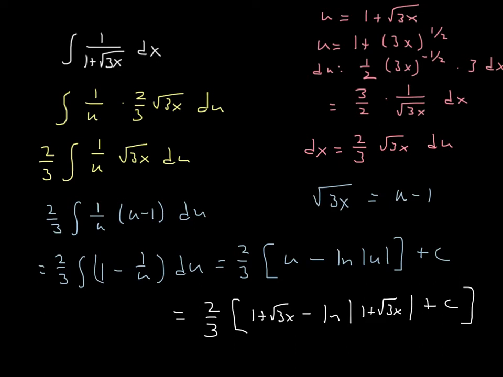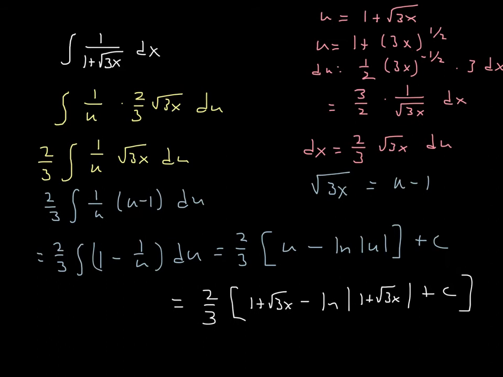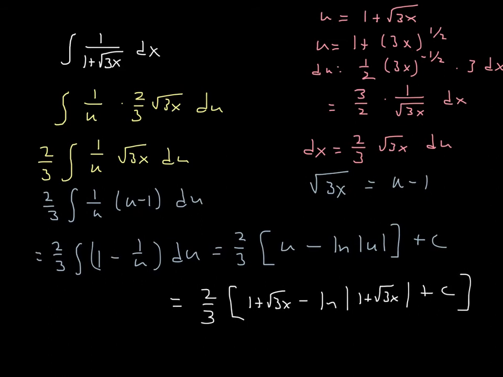And so instead of having the absolute value symbols there, I am able to use parentheses on that one. So on this problem, let me shrink this up a little bit and move it. This can then be thought of as equal to 2/3 times 1 plus the square root of 3x minus the natural log of 1 plus the square root of 3x plus c.